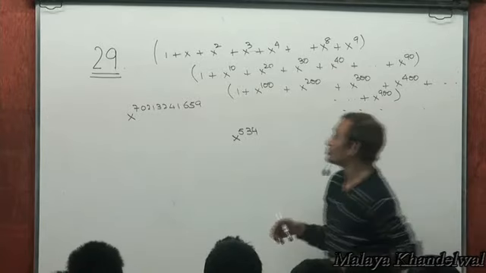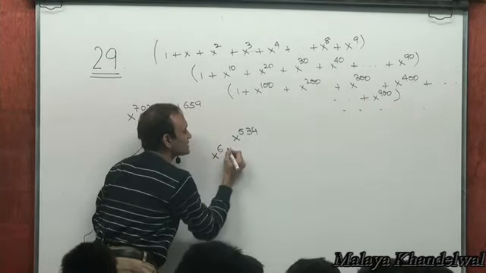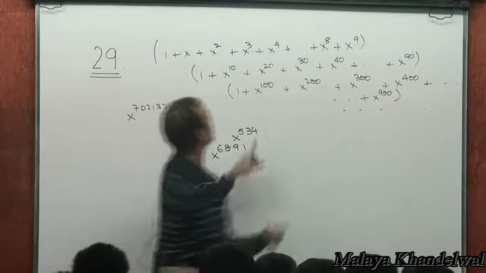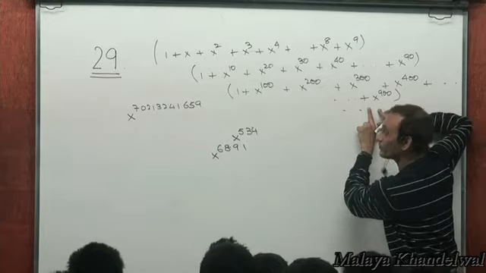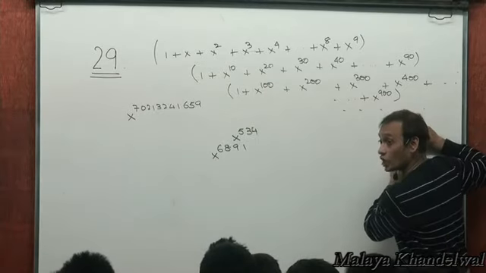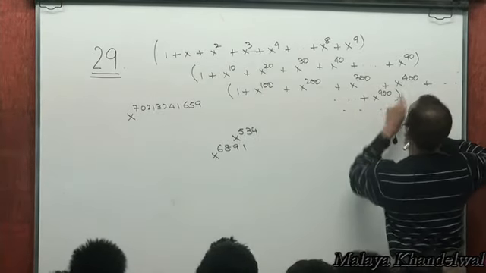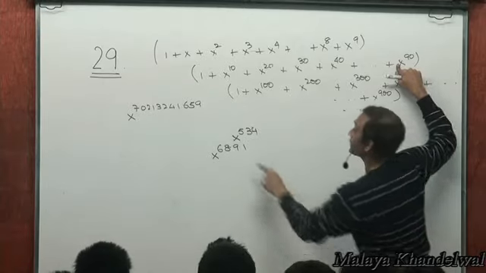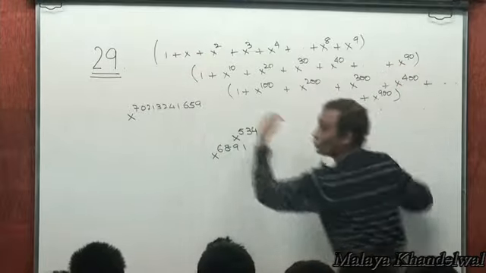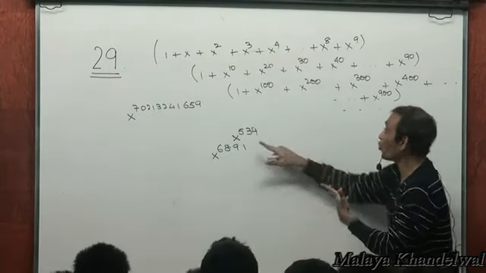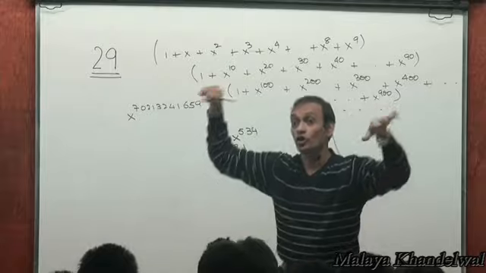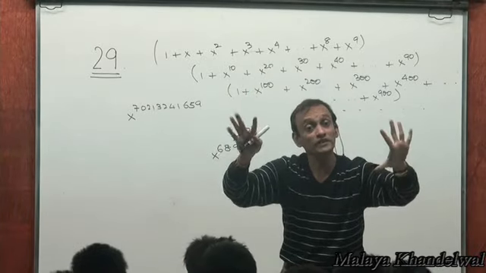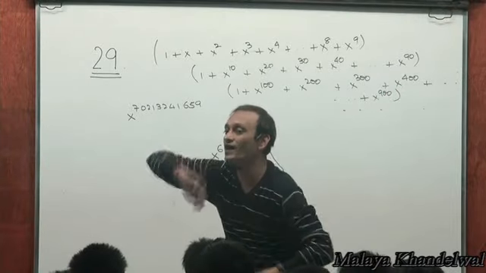Yes or no? Suppose I wanted to get x power 6891. What would I do? There is x power 6000, into x power 800, and then x power 90, and then into x power 1, into one of the remaining. Do you realize that all powers of x will appear here, but appearing exactly once? Therefore, the coefficient of each power of x would be 1.